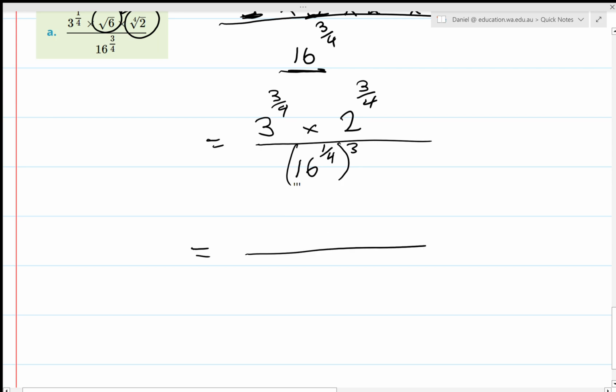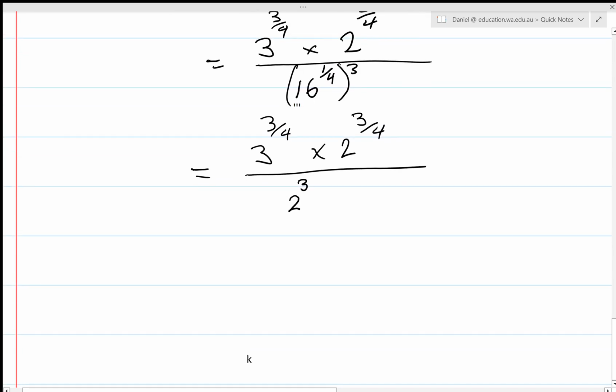I know that 16 root 4, remember the denominator tells us what root to use. 16 root 4 is 2. You can check that out if you like. 2 times 2 times 2 times 2 is 16. I'm going to raise that all to the power of 3. Up the top, I've got 3 still raised to 3/4 times 2 raised to 3/4.